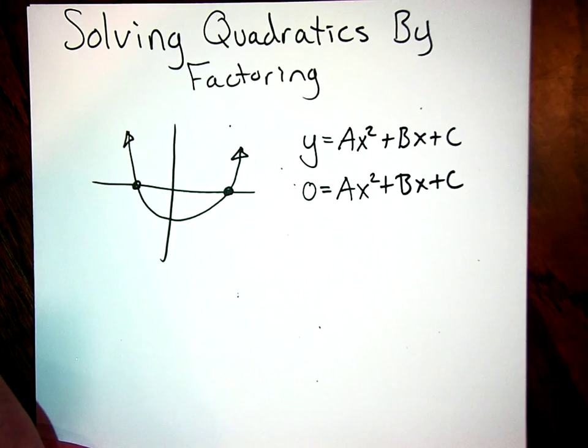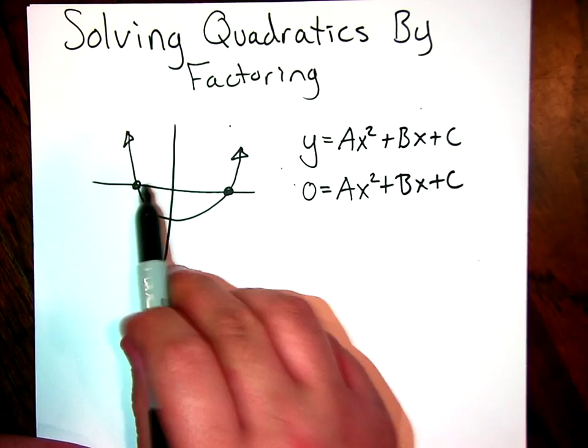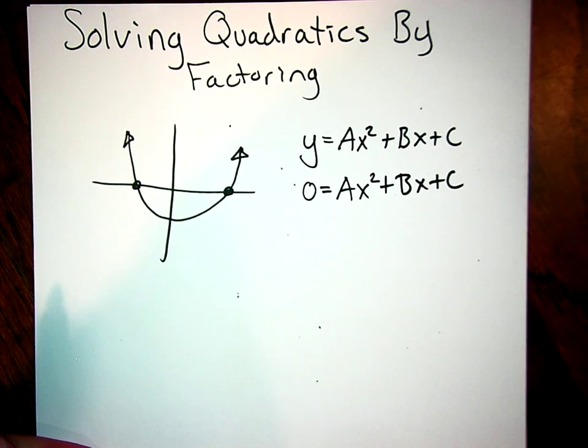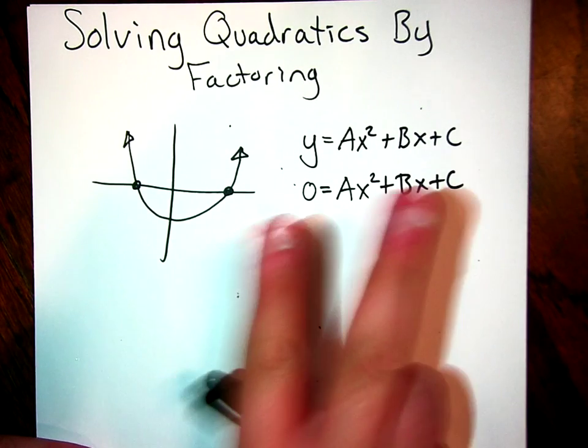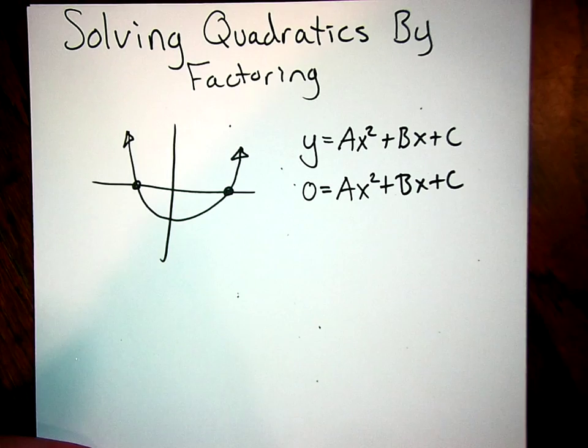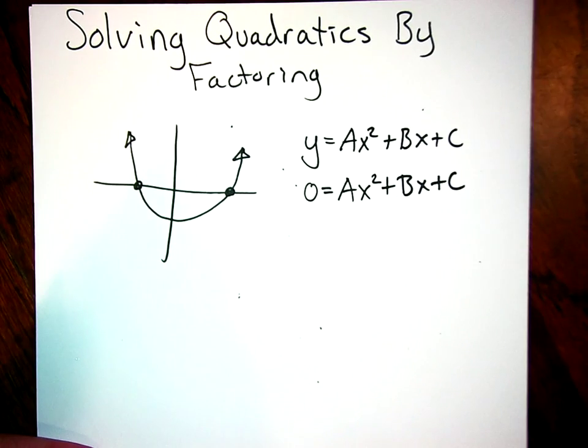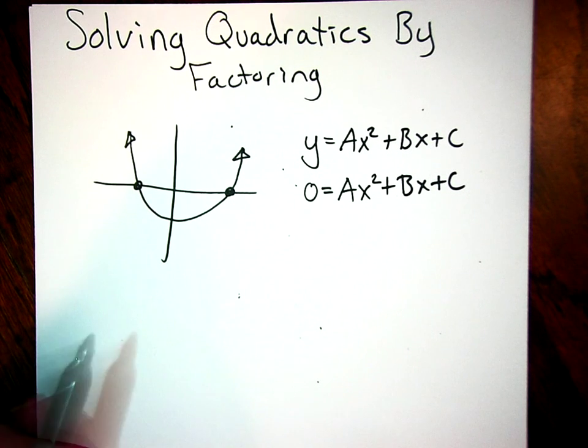And usually it's going to be in two places. So when we solve quadratics, we're going to get two answers. Usually you will get two answers. Now sometimes they could not be real answers. You'll end up with a negative under a square root. And we'll look at cases of that in later videos.